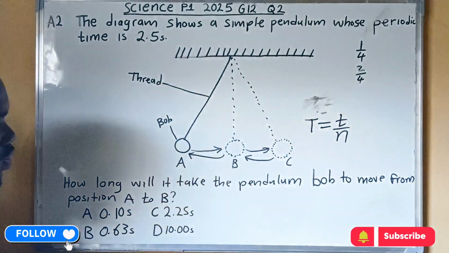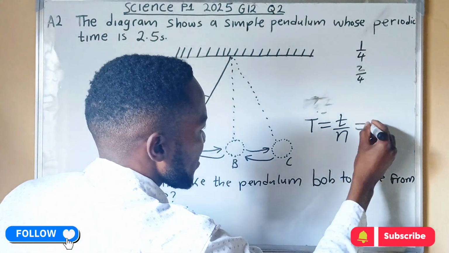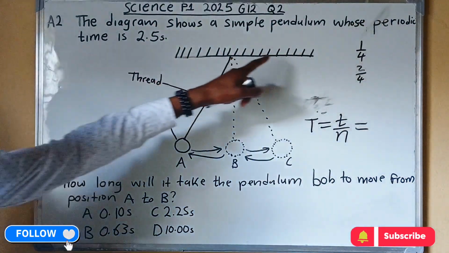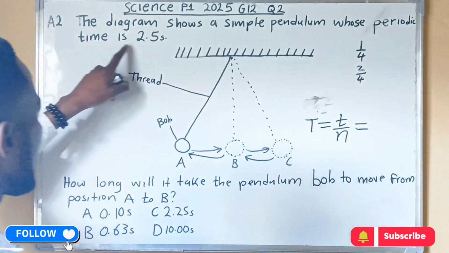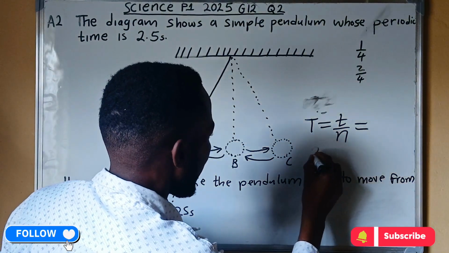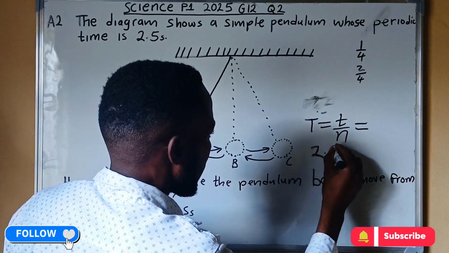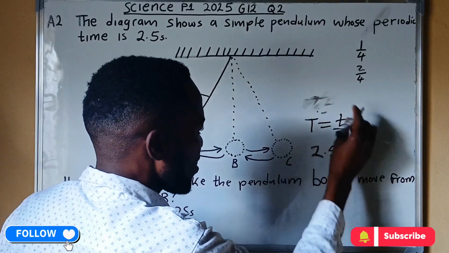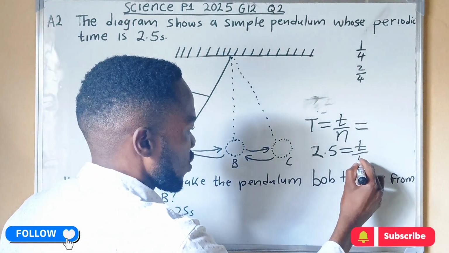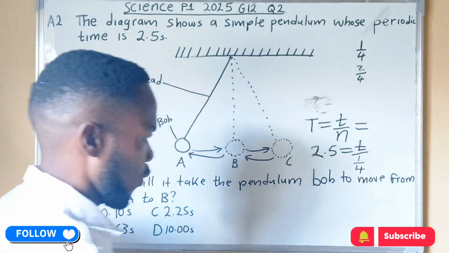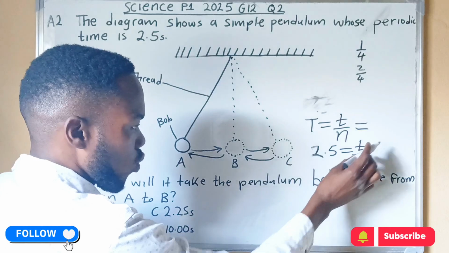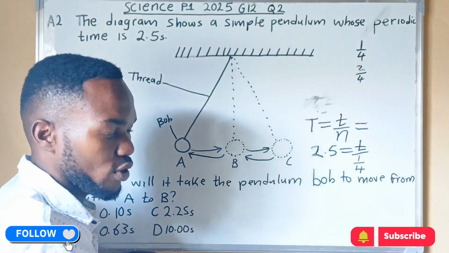So how to solve this question? Where there is the period, you put this period which was already given. The question was saying the periodic time is 2.5. So you say 2.5 equals t over n, which is 1 over 4. When you divide 4 into 1, it is going to give you 0.25.